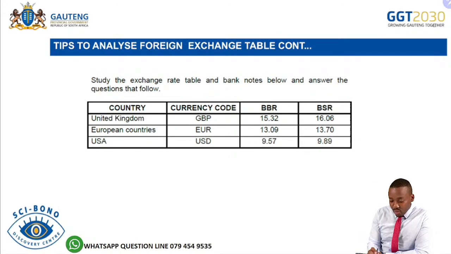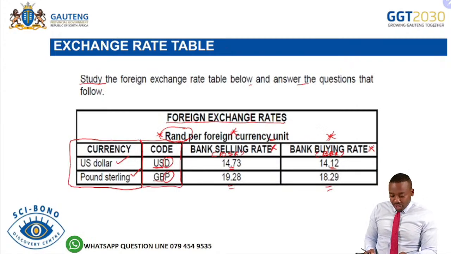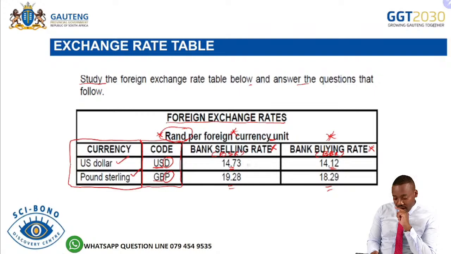Let me check. Yes, look at this table, right? The previous table, we have them written in full, but this side we've got what? BBR, and then this side we've got what? BSR. We just need to know that BBR is what? Bank buying rate. BSR is what? Bank selling rate. Then now you need to check for bank selling rate, how much is it? Meaning you get $1 with what? 14 Rand 73.